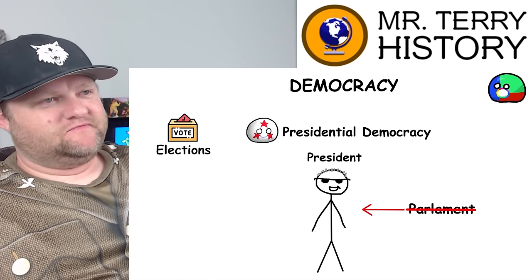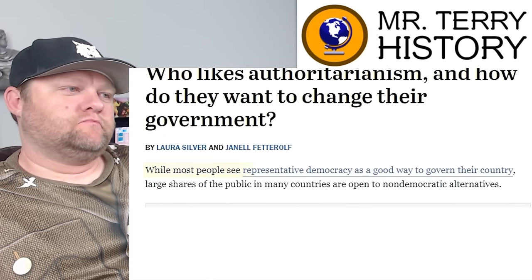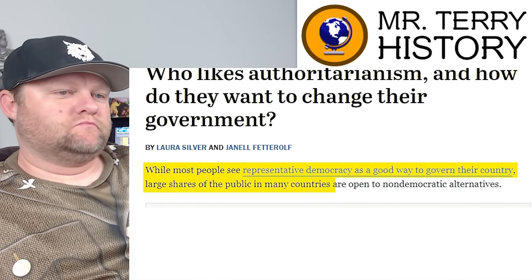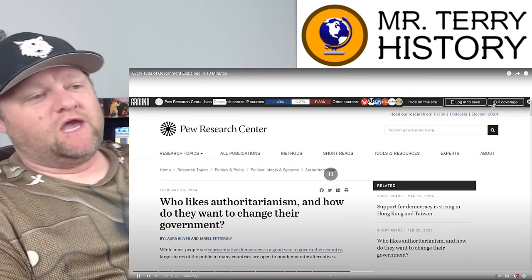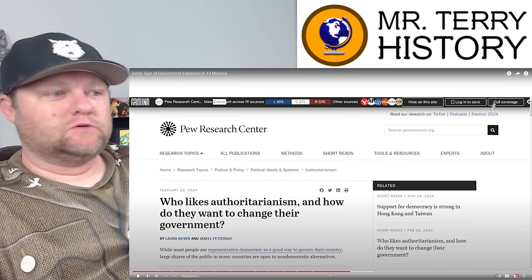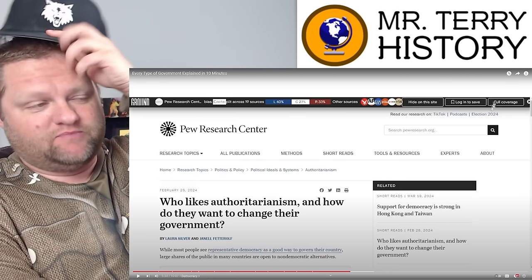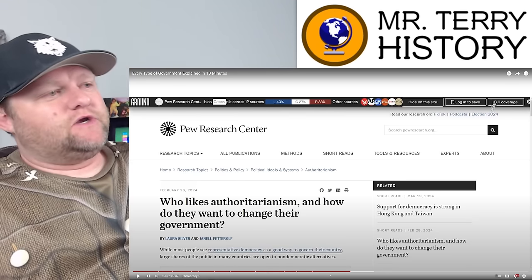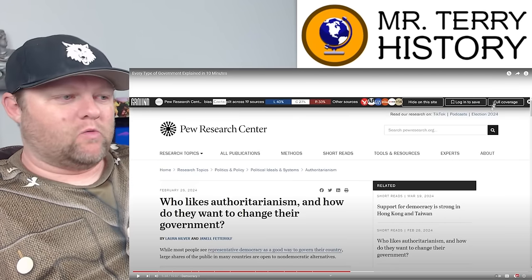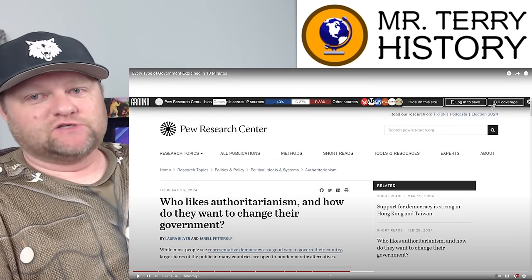This type of government relies on elections, and with at least 64 nations heading to the polls this year, Pew's latest survey comes at a vital time. While most people see representative democracy as a good way to govern their country, large shares of the public in many countries are open to non-democratic alternatives. If you don't trust other people's votes, that there's too much power given to people. I mean, this was Plato's concern. He was anti-democratic. He said, why are we giving people voting power when there's no requirement for people to be educated on the matters that they vote for?